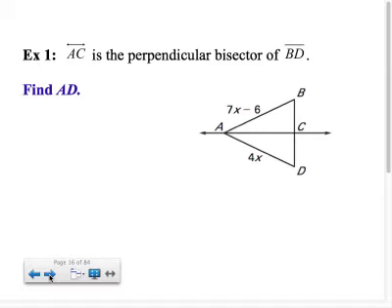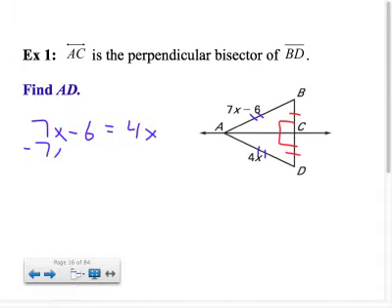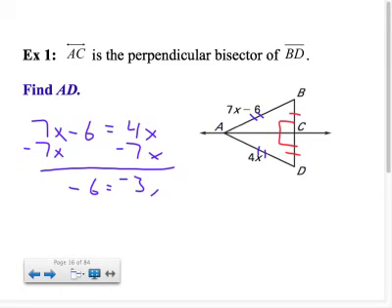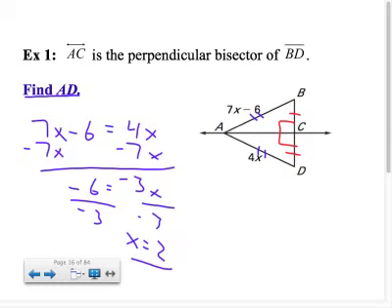Okay, so AC is the perpendicular bisector of BD, solve for AD. Well, as soon as you know that this is the perpendicular bisector, the real thing you need to identify here is that A is equidistant from the two endpoints. And so 7x minus 6 has to be the same as 4x. So when I solve this, I subtract 7x from both sides. I get negative 6 equals negative 3x, divide both sides by negative 3. I find that x is 2. The question says solve for AD, so I plug this back in here. 4 times 2 is 8.